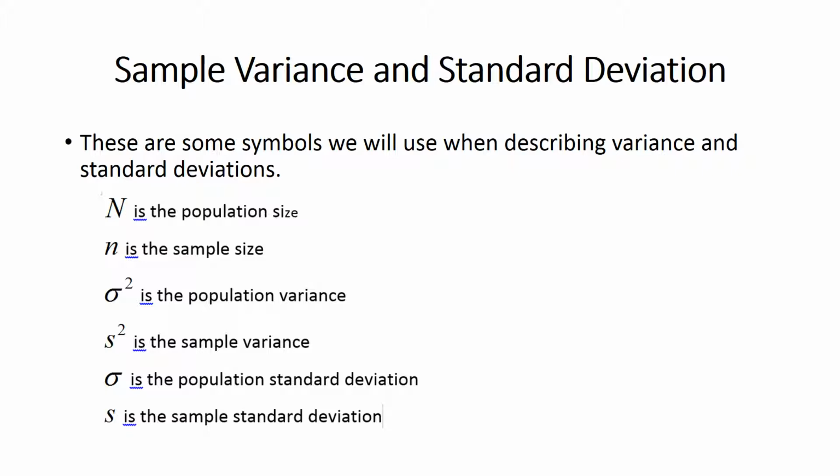We use a lot of symbols in statistics, and part of the difficulty some people have learning statistics is symbol shock. Whenever you see these, here's what they stand for. An uppercase N is the population size, and a lowercase n is the sample size. Lowercase sigma squared is the population variance, and lowercase s squared is the sample variance. Lowercase sigma is the population standard deviation, and lowercase s is the sample standard deviation.